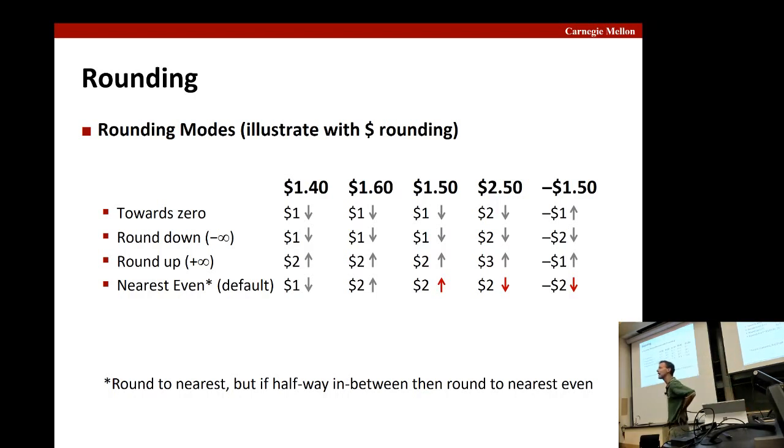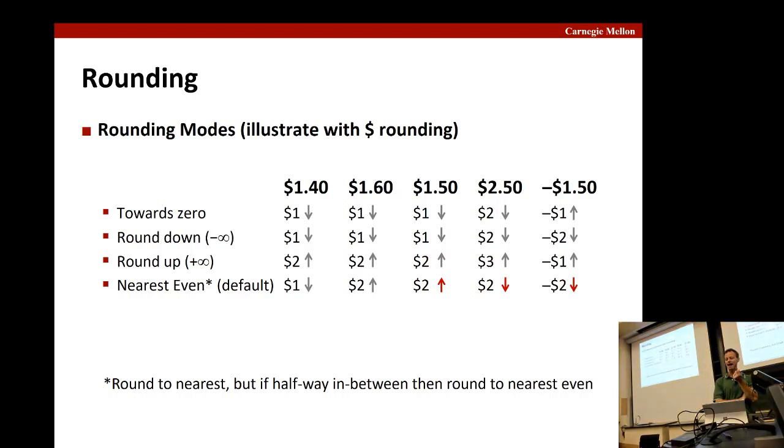So you can think about different kinds of rounding modes, and we use this example here, where we want to round these 5 different prices, $1.40, $1.60, $1.50, and so forth, to the nearest dollar. So in the first line, we show that if you round towards 0, then $1.40, $1.60, $1.50 all get rounded down to $1, right? $2.50 gets rounded down to $2. But maybe what's a little interesting is that negative $1.50, since we're rounding towards 0, will get rounded to negative $1.